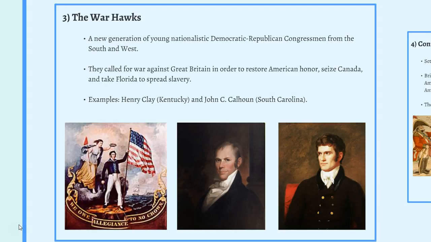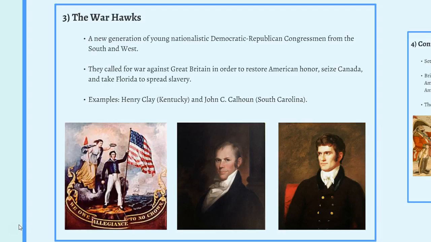These war hawks are not the founding fathers. The founding fathers, in many ways, for all of their faults, were certainly men of stature. They were statesmen. They were intellectuals. They understood the delicate realities of politics and governance. These war hawks, many of them were born either during or immediately after the Revolution. They are very young, very energetic, and super, super nationalistic.